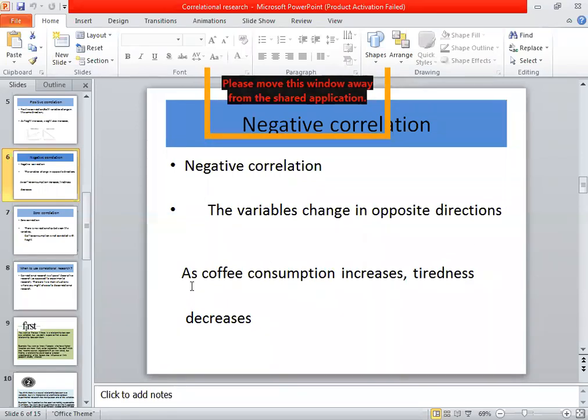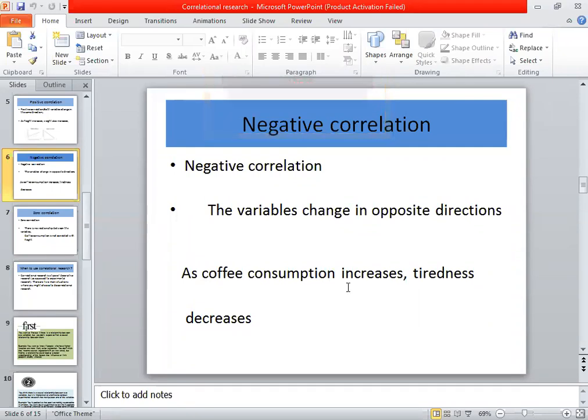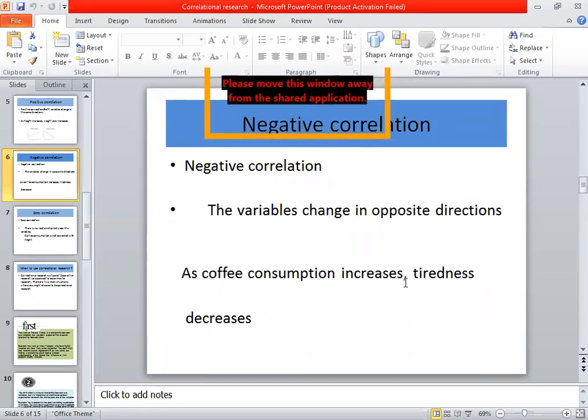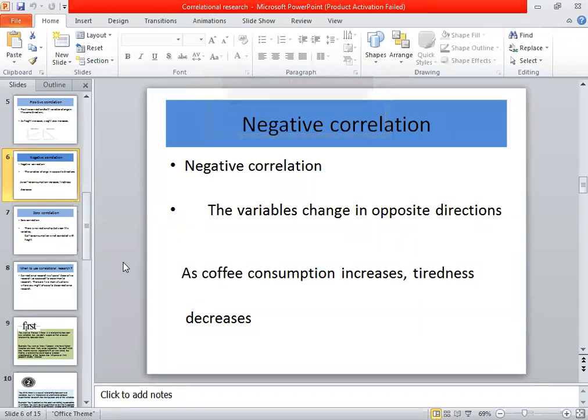For example, this is an example which I have given to you right here. I have written here: as coffee consumption increases, tiredness decreases. Coffee consumption is increasing, we are increasing the consumption of coffee, and as a result, on the other variable, tiredness, the scores are decreasing. So when the scores on one variable are increasing, the scores on the other variable are decreasing. This would be called negative correlation.